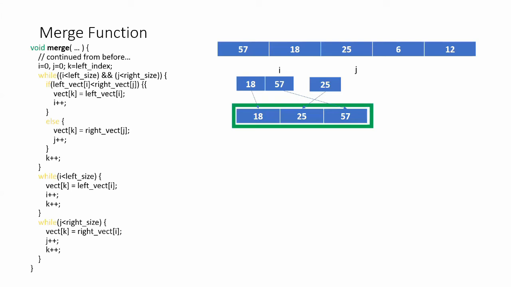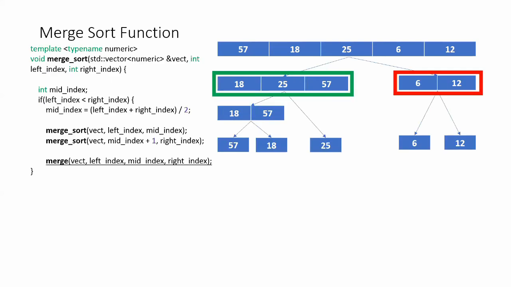And then if we move i, well, j is already greater than right size, so we don't trigger the third while loop at all. Right, so now what's in the green box has just been sorted. We've just finished sorting that, merging it. So now we've separated the right area of this vector, and in the red box is now what we're going to merge.